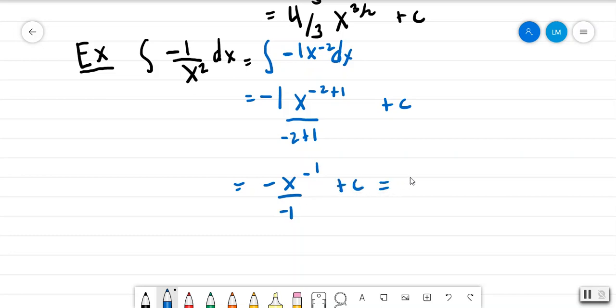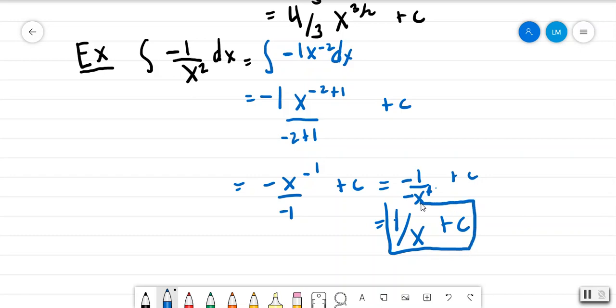As you can notice, you end up with negative 1 over negative x, not x squared, but x to the 1. You can already notice that you're going to cancel out the negatives, so that should just be 1 plus c. So this is going to be 1 over x plus c. So that's the antiderivative of negative 1 over x squared.